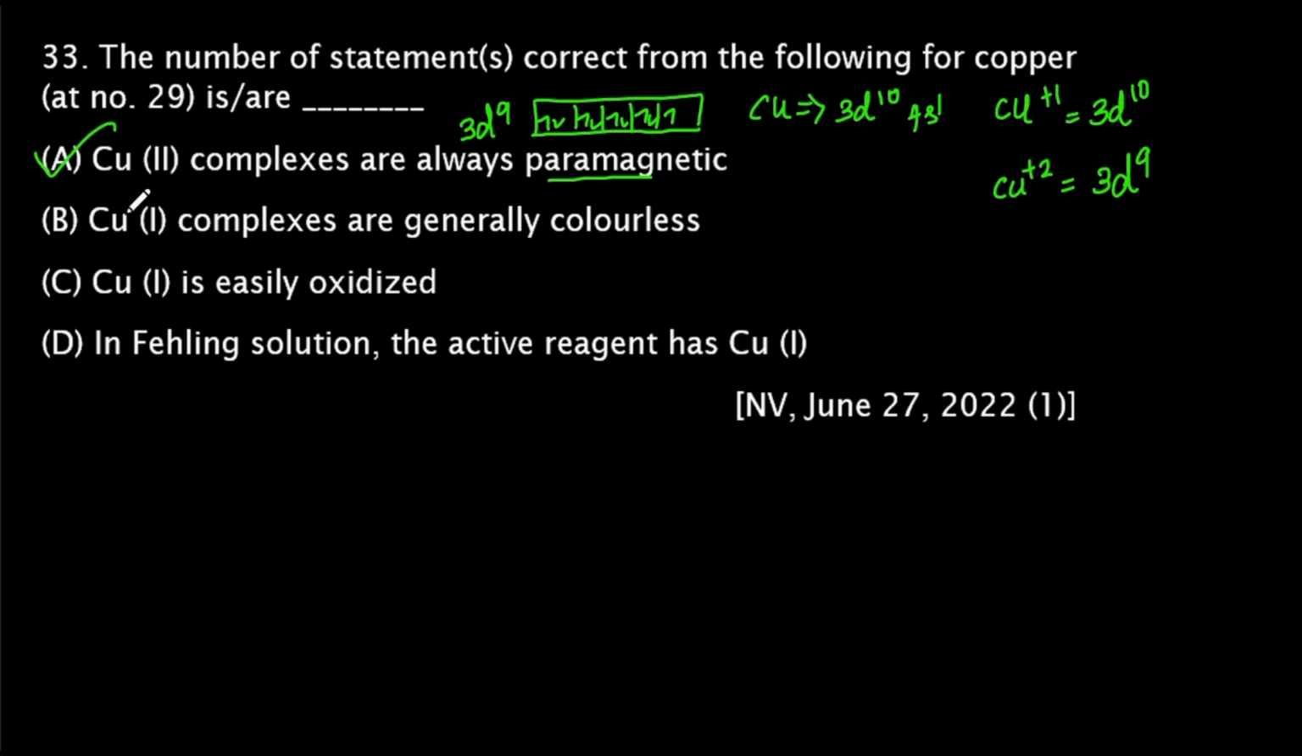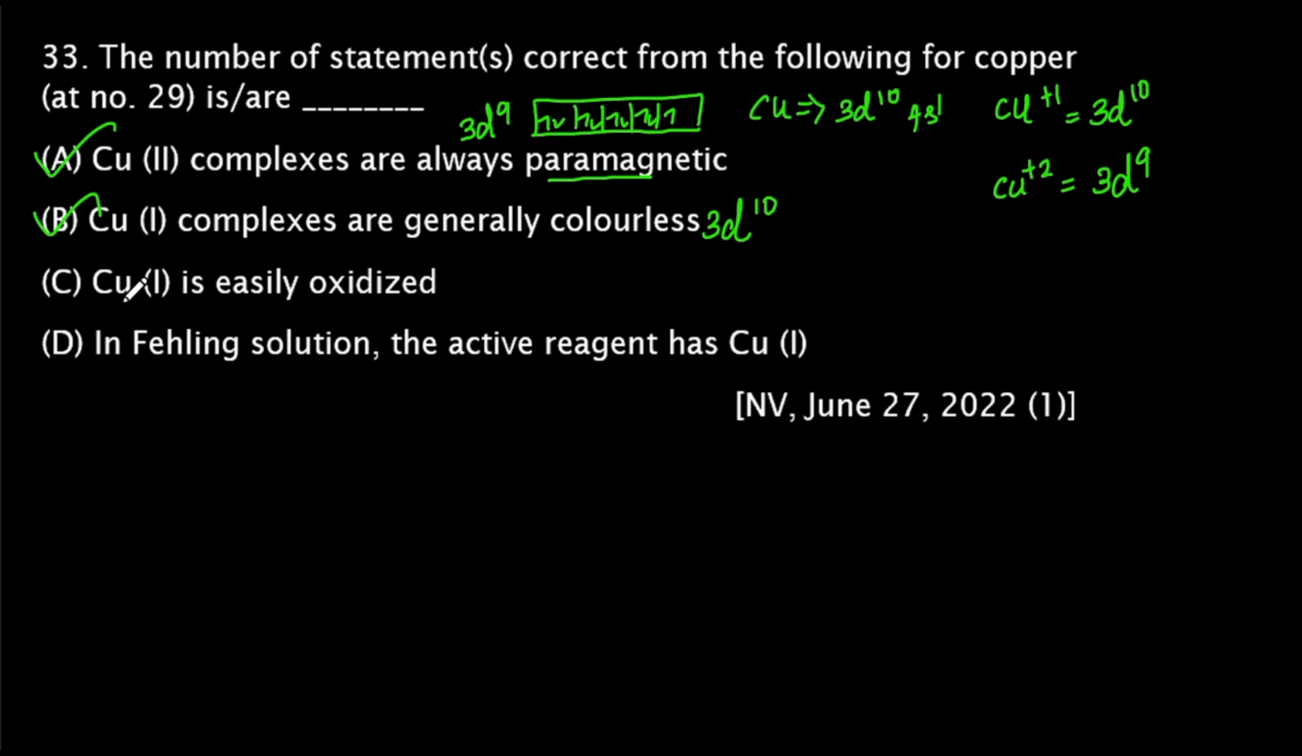So statement 1 is correct. The next statement: copper 1 complexes are generally colorless. Copper in +1 oxidation state has 3d10 configuration. A metal ion having 3d10 configuration or 3d0 configuration will be colorless in nature. So copper 1 complexes are colorless. This statement is also correct because it has 3d10 configuration.